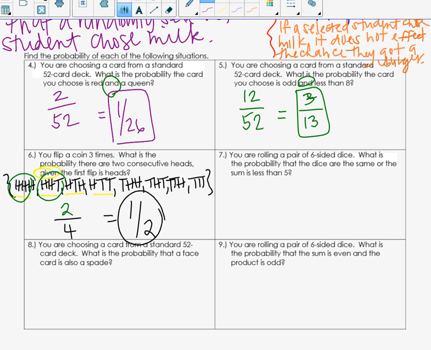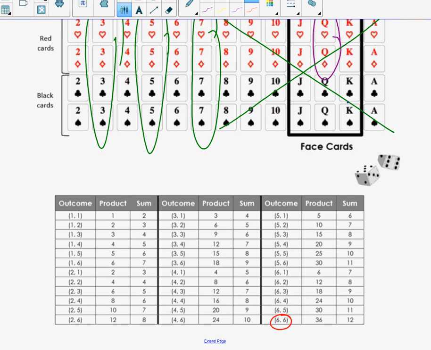All right, you're rolling a pair of 6-sided dice. What is the probability that the dice are the same, or the sum is less than 5? Okay, so or means both can happen. So the dice are the same. That's your doubles, and then the sum is less than 5. Okay, so let's take a look at this. We have our doubles. Oh, this one circled for me. So all of these count.